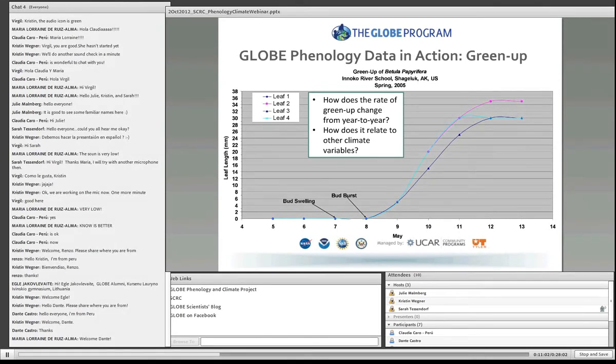So if we wanted to study the green up data from a climate perspective, first of all, we would need more than 1 year of data. And we might ask some questions like, how does the rate of green up change from year to year? Do the leaves grow quicker or slower? Is that trend happening over time? Or what climate factors might be relating to this? So how does that green up cycle relate to other climate variables?